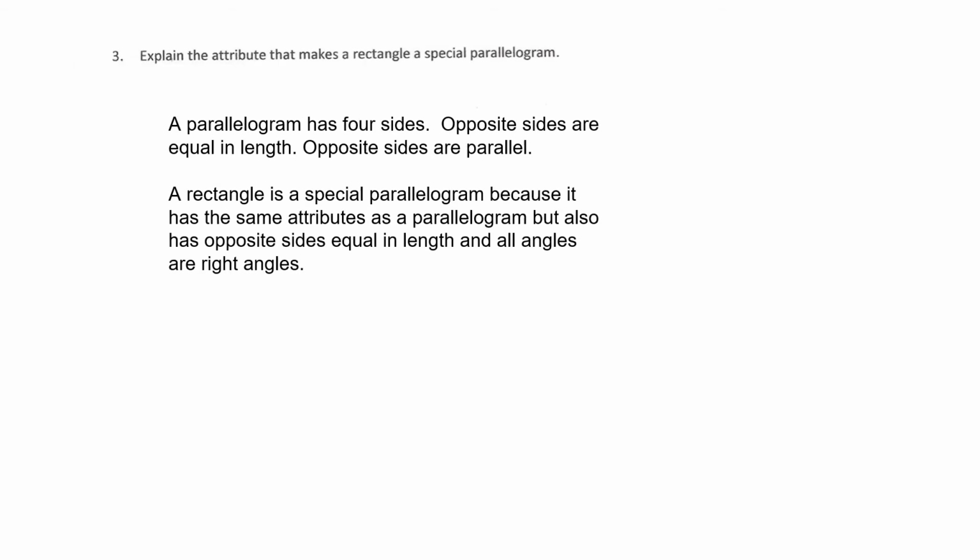So explain the attribute that makes a rectangle a special parallelogram. Well, first, a parallelogram has four sides, so does a rectangle. Opposite sides are equal in length, so does a rectangle. And opposite sides are parallel, so does a rectangle. However, a rectangle is a special parallelogram because it has all of those attributes, but it also has all angles that are right angles. So that's why it's a special parallelogram. It is a parallelogram, but it's special.